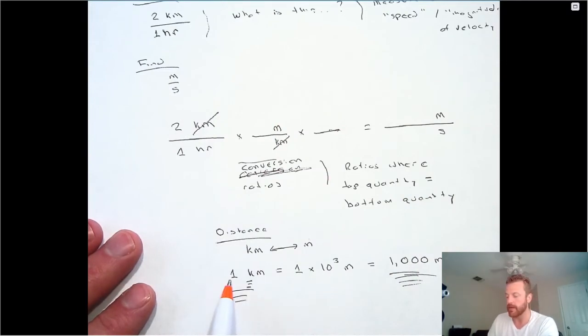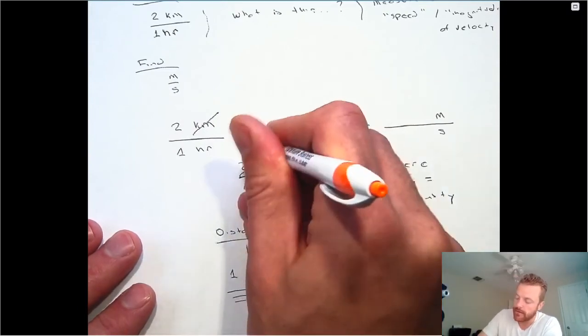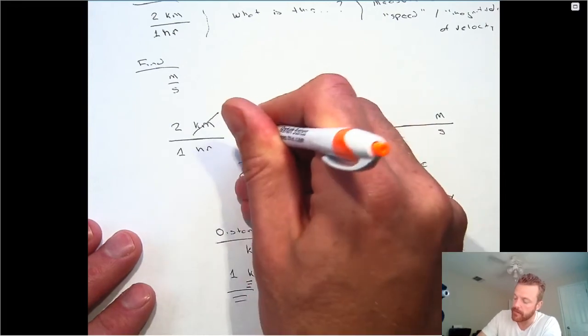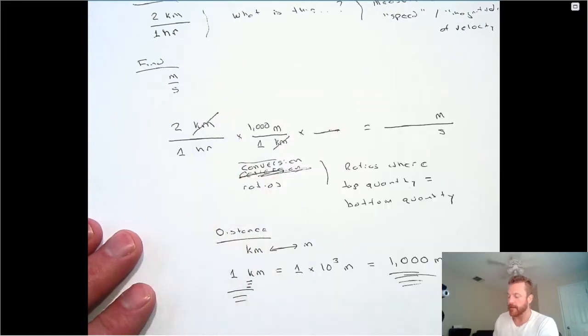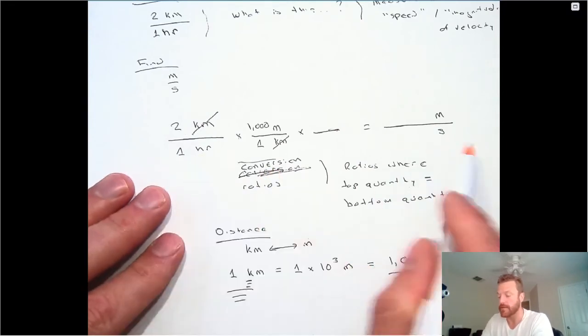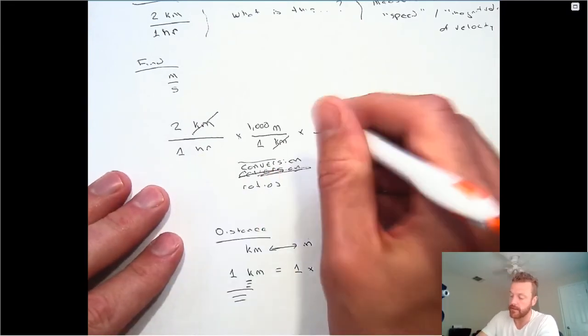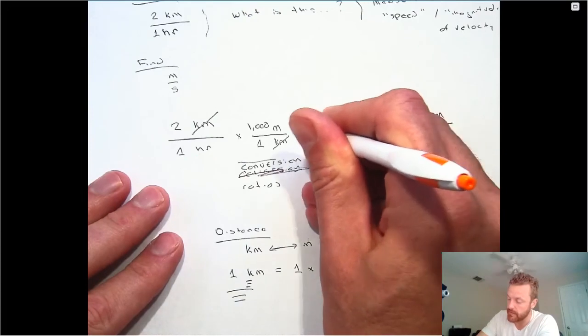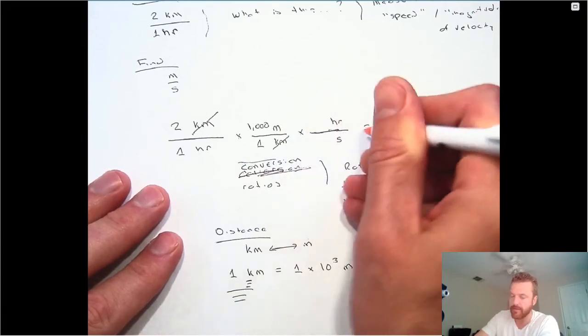So what is my conversion factor? Well, 1 kilometer is equal to 1,000 meters. Now the next thing that I need to do is get rid of units of hours and convert to units of seconds. So I need to know a relationship between hours and seconds. And I'm showing this as 1 step.